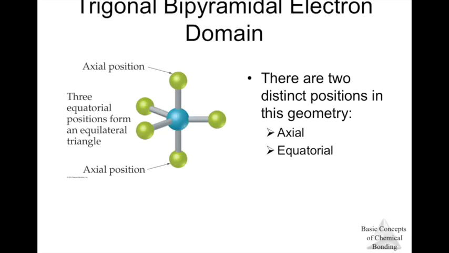If you're looking at something that's trigonal bipyramidal electron domains, so now we have 1, 2, 3, 4, 5. Basically, there are 2 distinct possibilities for this geometry. You could have equatorial atoms or axial atoms. So this would be the axial position. This would be the equatorial position.